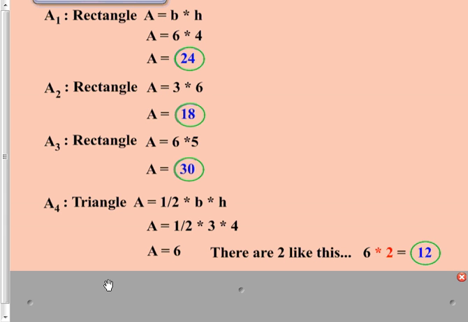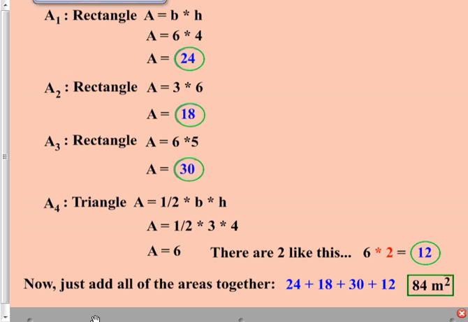Now there are 2 triangular bases like this one, so we'll take that 6 and we will double it, and we will get 12. And just like before, all we have to do is add up the numbers. 24 and 18 and 30 and 12 is 84. The units of measure were meters. We're dealing in area, so it is meters squared.